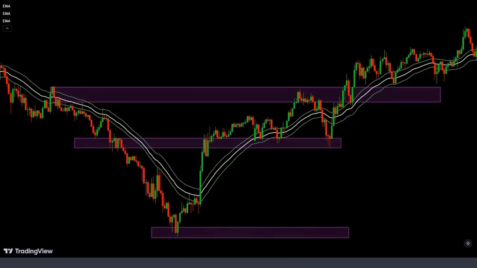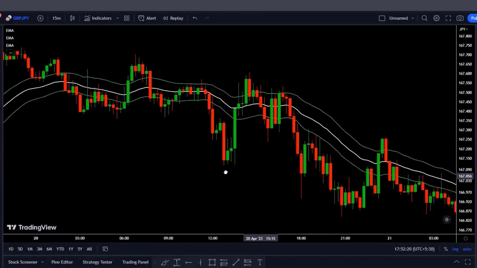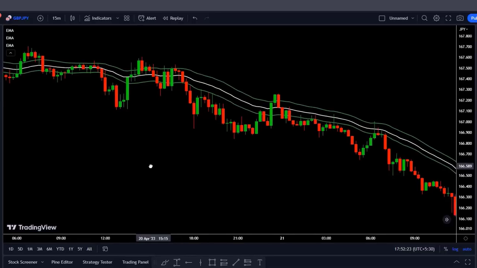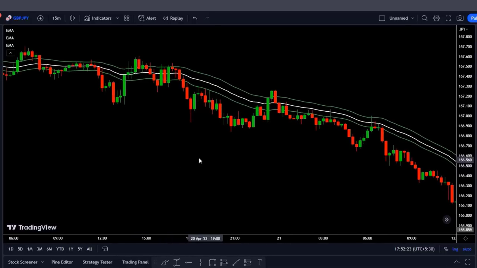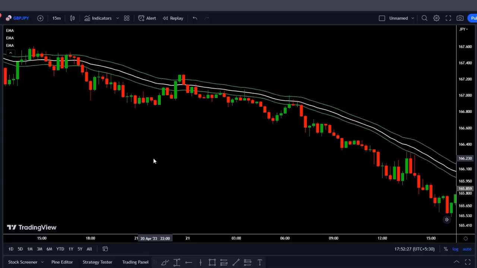Let's now get started with the strategy rules. The first rule is that the price should cross the moving average zone from above to below. This indicates that the current trend is about to change from bullish to bearish. However, this does not exactly confirm the reversal movement.